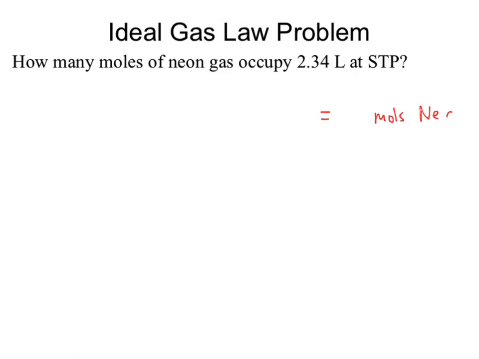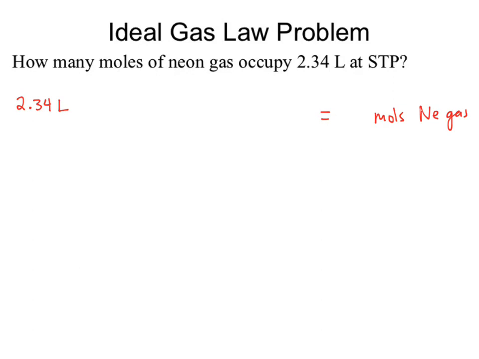Moles of neon, I'm going to write gas. What am I given? 2.34 liters. STP. What element is STP? Standard temperature and pressure. What element? Sulfur? Sulfur, and T is not even on the periodic table. What the hell is STP? That's not a thing.